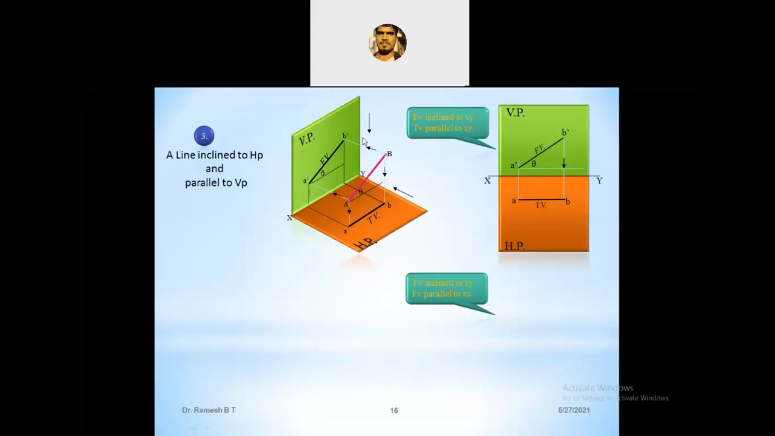For a line we have two lengths, the true length and the apparent length. True length means the original length of the line. Apparent length means the length the line looks because of the inclination, and the apparent length is always less than the true length. If apparent length and true length are equal, it means the line is parallel. If it is parallel it will appear in true length. If it is inclined it will appear in apparent length.